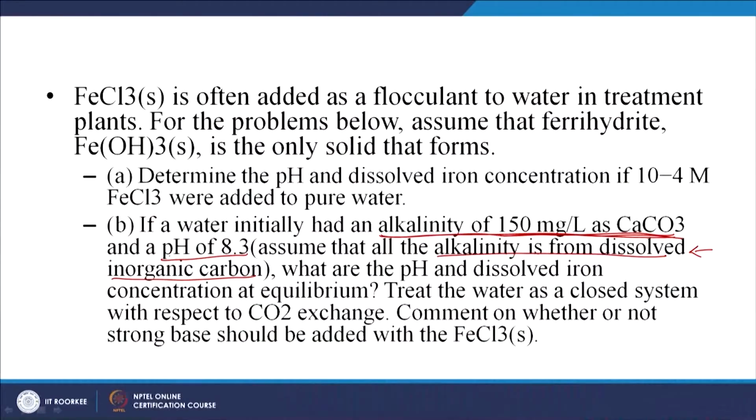And so obviously we have an alkalinity of a particular value and we have a pH of a certain value. And so again, what is the pH and dissolved iron concentration at equilibrium? So same case as earlier, but with a few other variables. So treat this as a closed system. They are saying, okay, don't increase the complexity, just treat this as a closed system. And then, based on the relevant aspects that we are going to look at here, we need to be able to comment on whether or not a strong base should be added along with FeCl3 in this particular scenario, okay. So let us try to understand the system here.